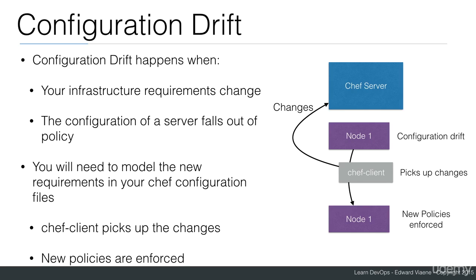On the right, you can see the flow of the configuration drift. Node 1, the purple one under Chef server, experiences configuration drift. Then, Chef client runs to pick up the changes, and Node 1 has its new policies enforced.